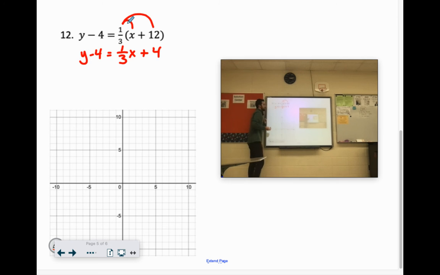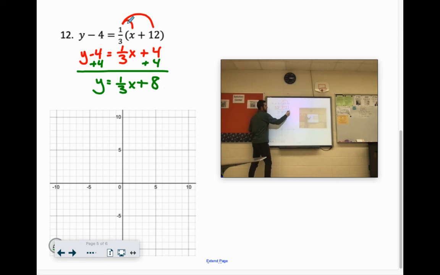So we have this. Now we need to get y by itself. All we need to unload is this minus 4. We get rid of that by doing plus 4. Y equals 1/3 x plus 8. So go up 8. Our slope is 1/3. Up 1 over 3, up 1 over 3, and down 1 left. Having a hard time counting there.